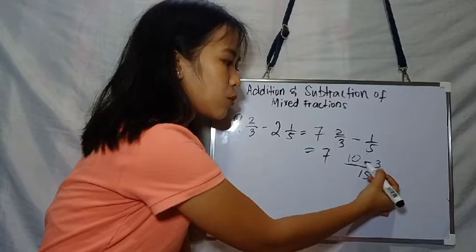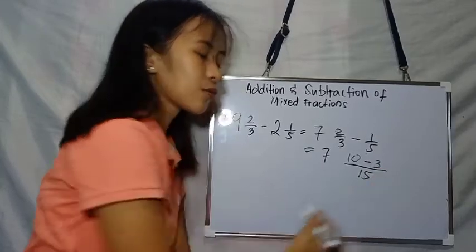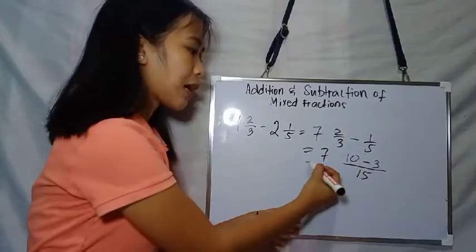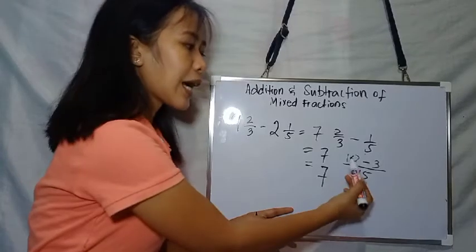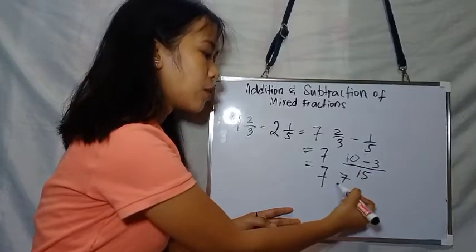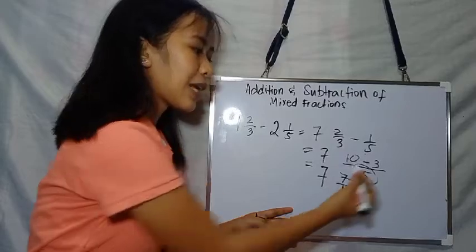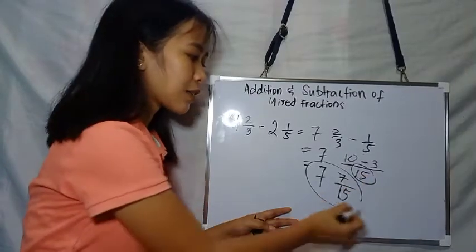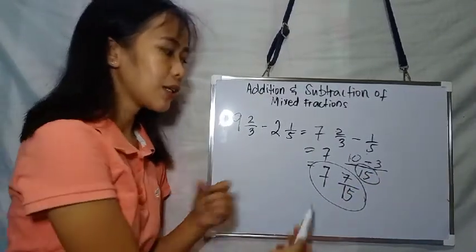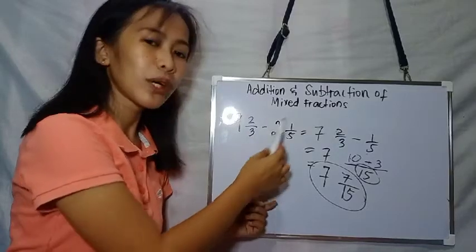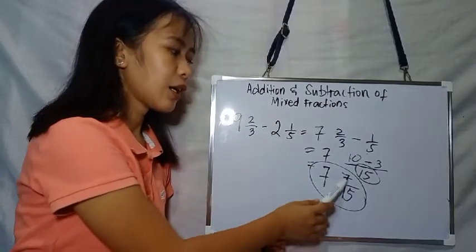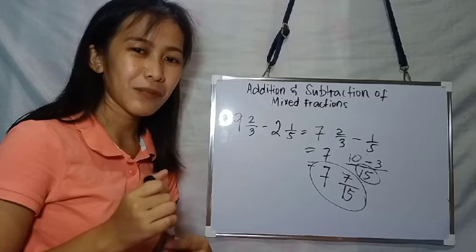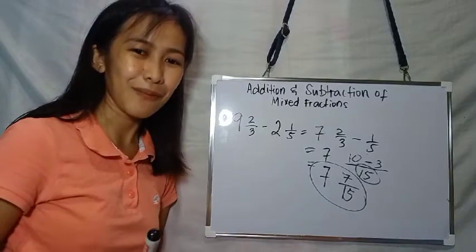Ayan, of course, huwag niyo kalimutan ilagay yung ating operation na subtraction, okay? And then just copy the whole number. 10 minus 3 is 7 over 15. Copy lang si denominator. And that's it. That is the final answer. 9 and 2/3 minus 2 and 1/5 is equal to 7 and 7/15. Ayan. So, ganun lang kasimple.